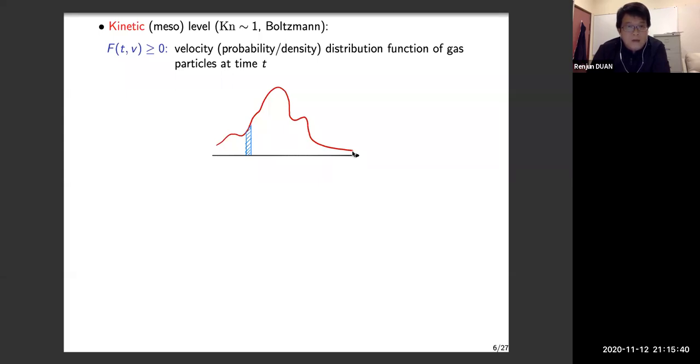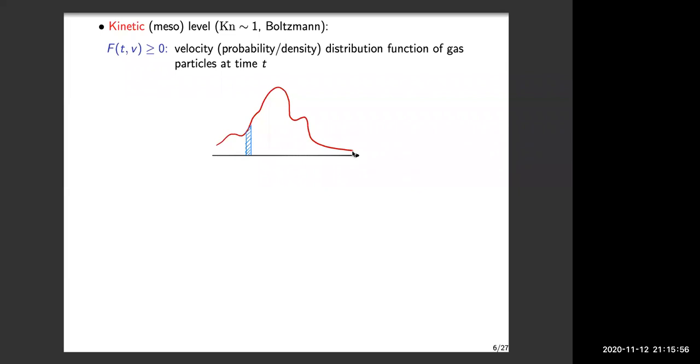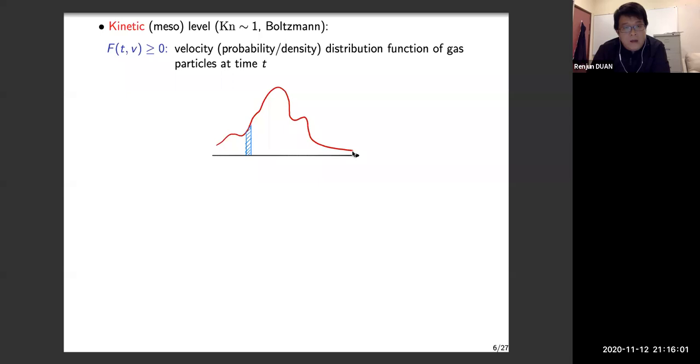So in this example, like the Knudsen number, you see that it's of unit one. We have to use the Boltzmann equation to describe the collisions of particles. So the unknown function we have to determine now is the velocity distribution or probability function that only depends on time and the velocity. That's the main issue we're going to study.